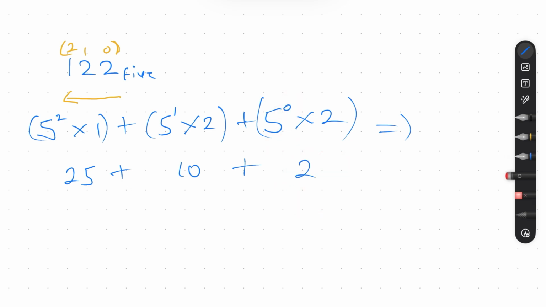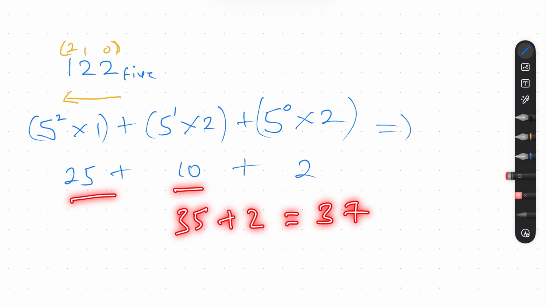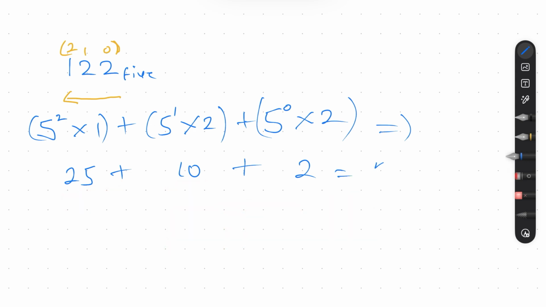So 25 plus 10 is 35 plus 2 is equal to what? 37. So the answer is 37. Now this 37 is in base 10. This is the base 10. So 122 base 5 is 37 base 10. Let's write it here. 122 base 5 is equal to 37 base 10. Simple, right? Very, very simple.